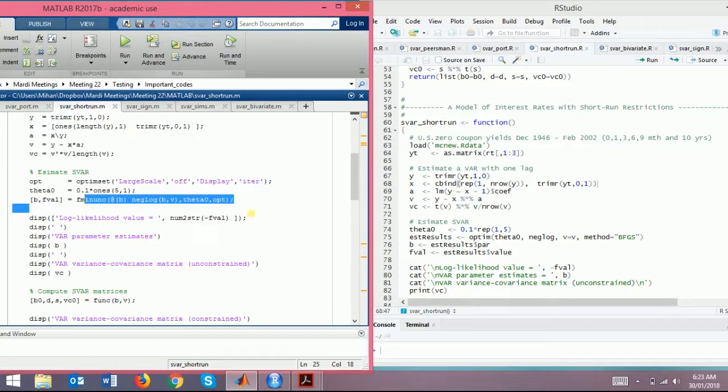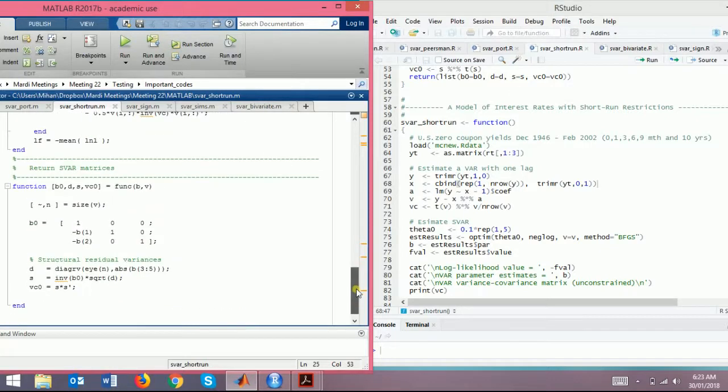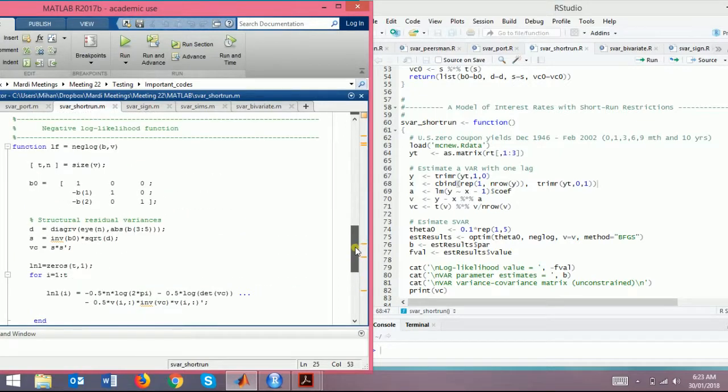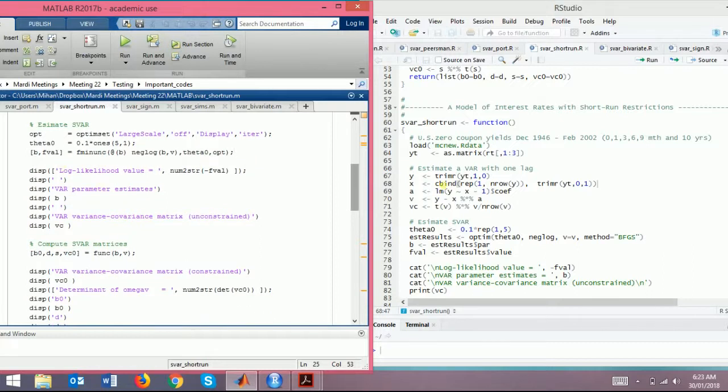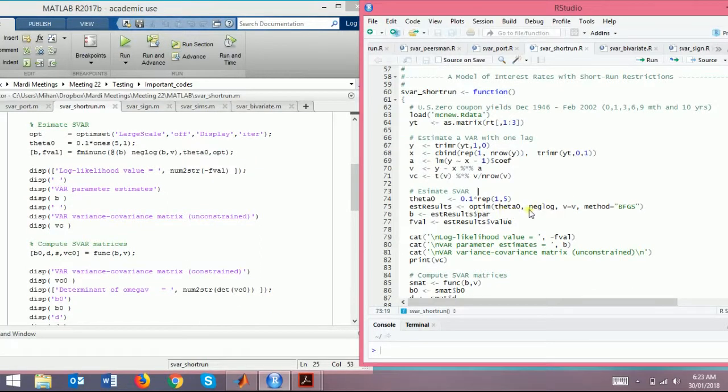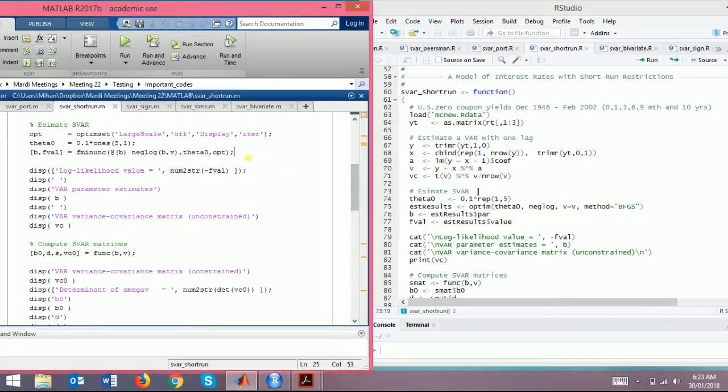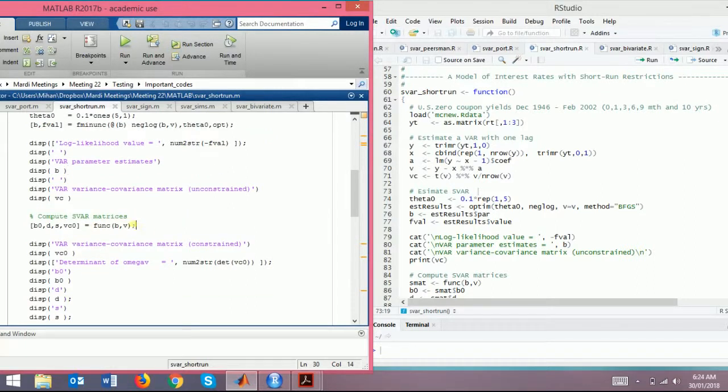first function, neglog vv, theta naught, optimization. Are we calling neglog vv or neglog b? Oh no, we are calling for the log likelihood function SVAR. So we're calling for the optimization with neglog v equals v and the Newton-Raphson algorithm, and we have the log likelihood function value estimated for us as negative f-val, and VAR parameters, variance, covariance, and then we want to also compute SVAR matrices.